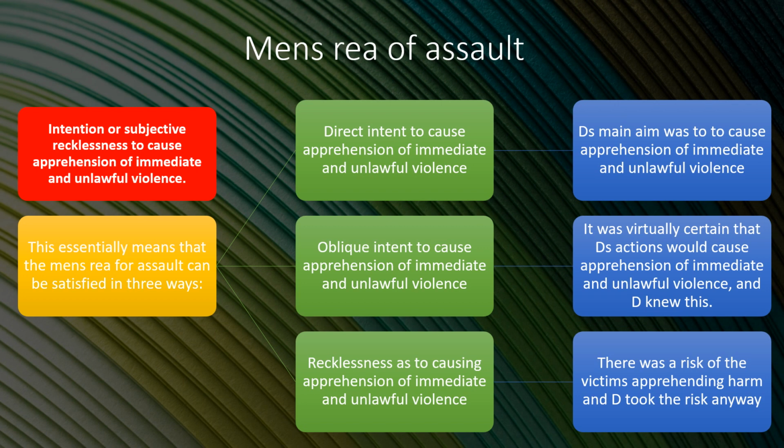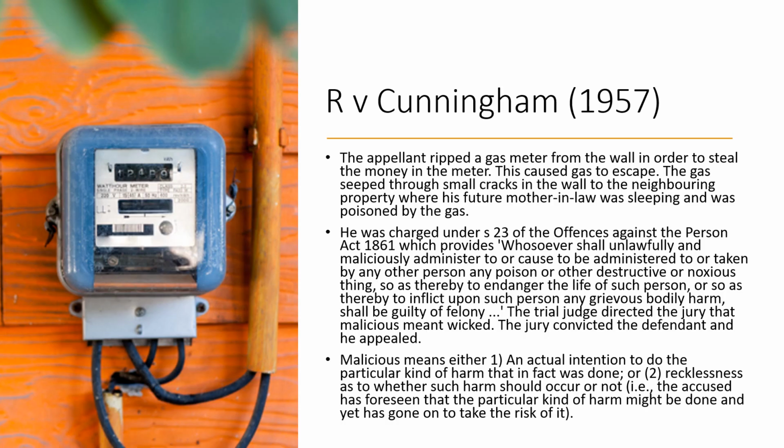And then we have recklessness as to causing apprehension of immediate and unlawful violence. So what we're saying here is there's a risk of the victims apprehending the harm, and the defendant took the risk anyway, so they knew about this risk but took the risk anyway. So this idea of subjective recklessness was confirmed in Cunningham, so we don't use Caldwell objective recklessness, i.e. from the reasonable person's perspective. It needs to be from the perspective of the defendant themselves.